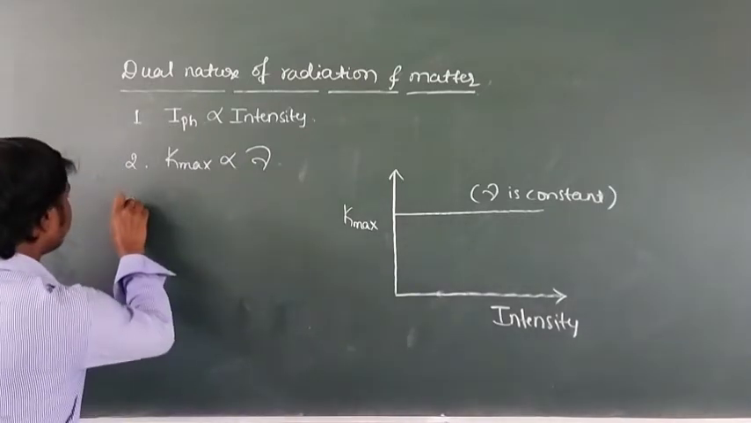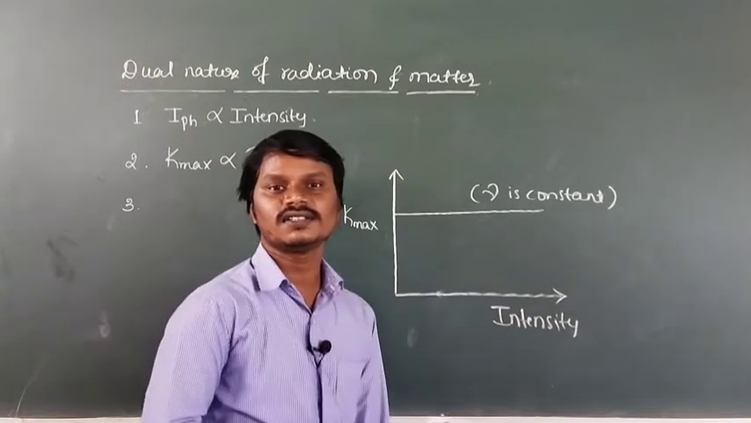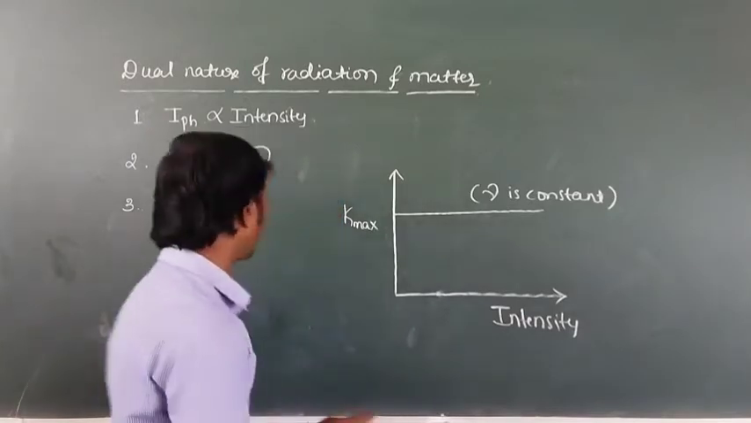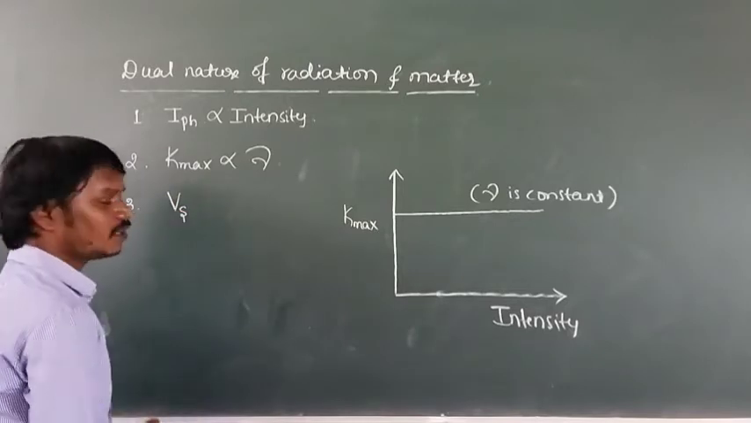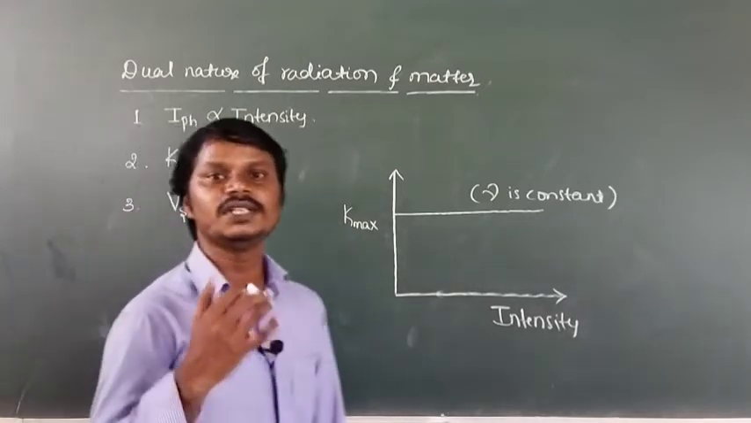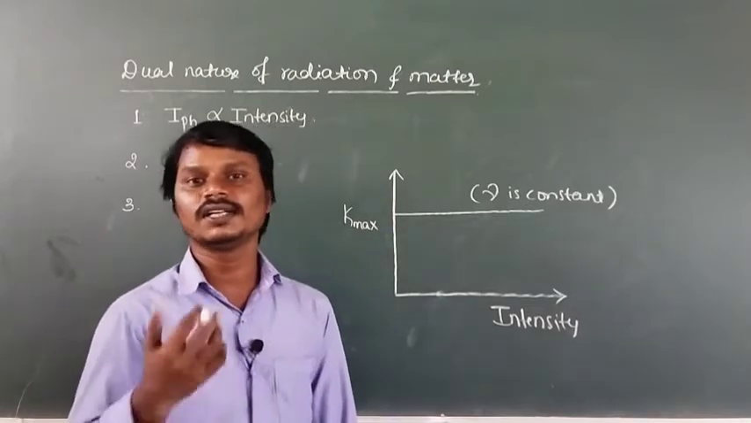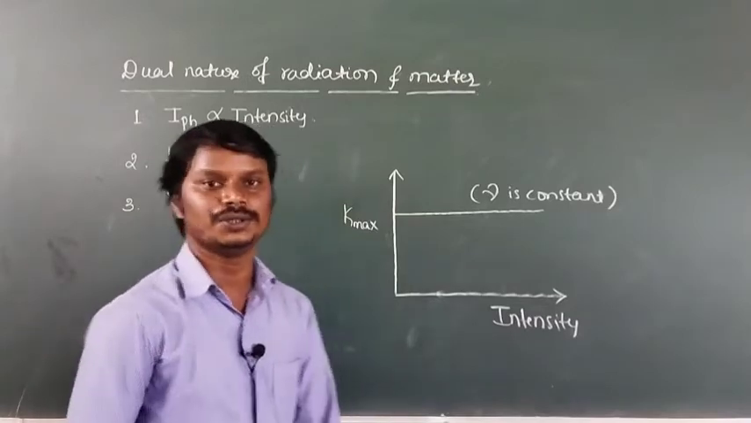Then what about the third law? The third law is that the stopping potential is directly proportional to frequency. Stopping potential can be represented by Vs. What do you mean by stopping potential? It is the minimum negative potential given to the collector plate to make the current in the circuit 0.